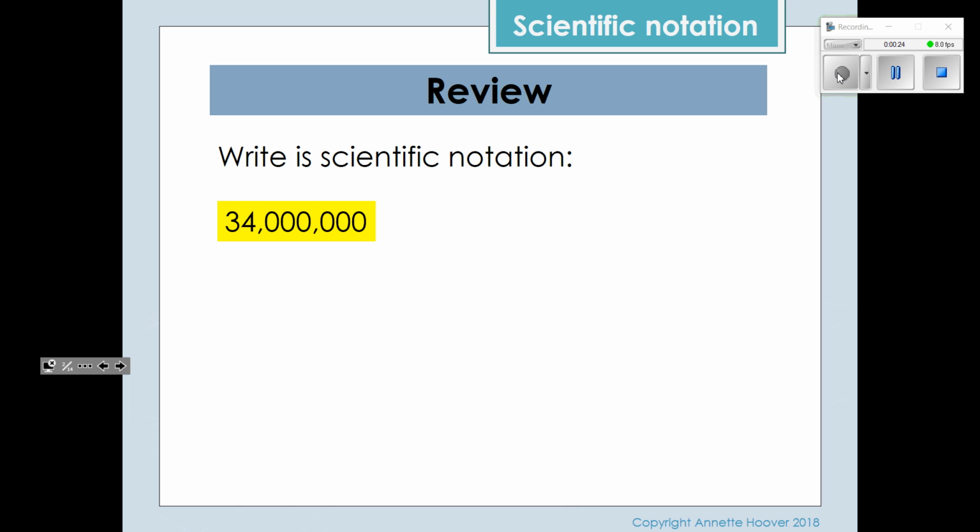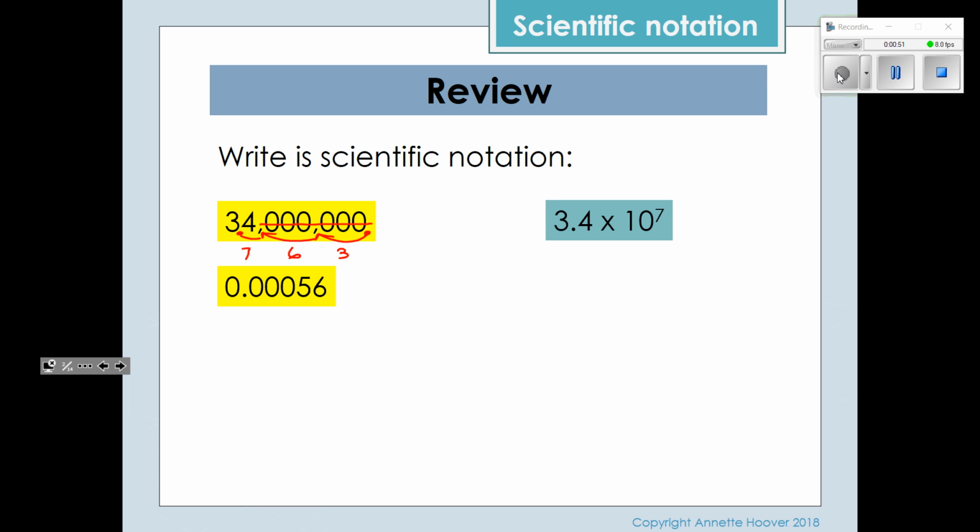Remember, we want the number to be between 1 and 10, which means we want the decimal after the first non-zero digit. Right now it's at the end, so we have to think about how many places we're moving the decimal. There's 3, there's 6, and one more is 7. So if we take away all the zeros here, we would have 3 4/10 times 10 to the 7th.